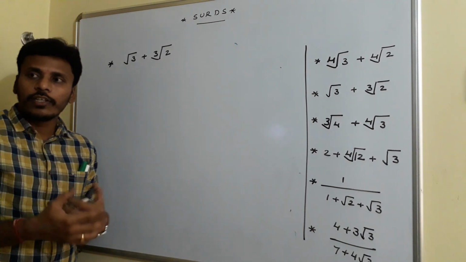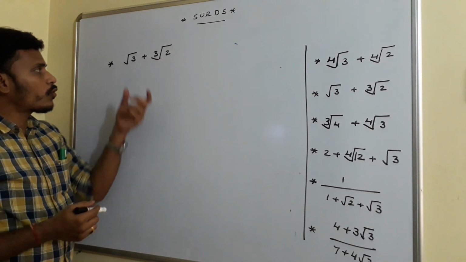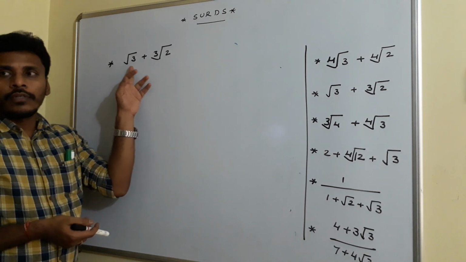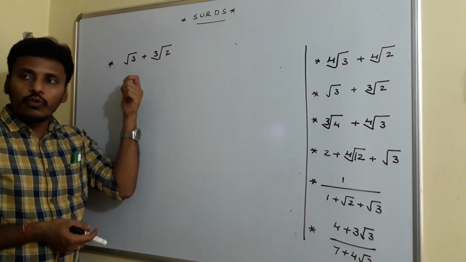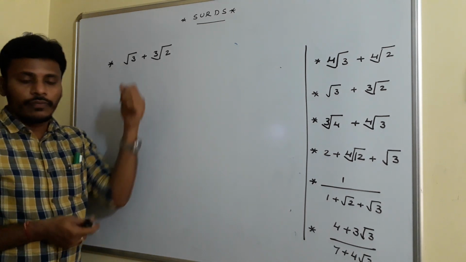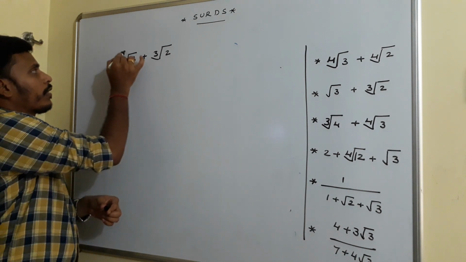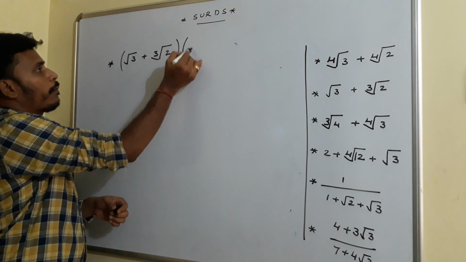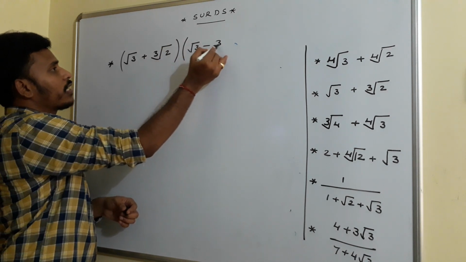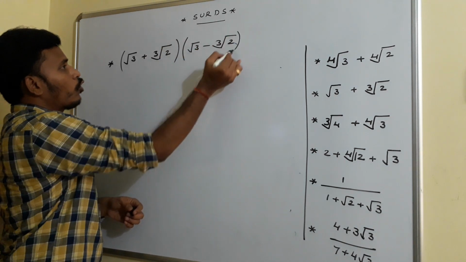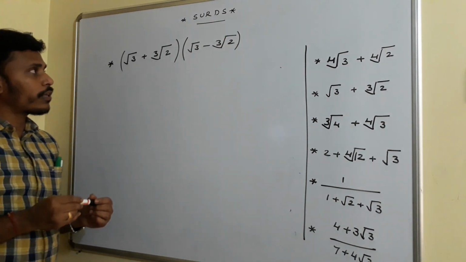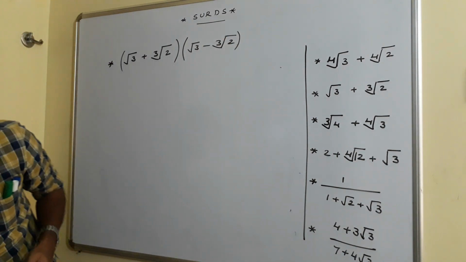See, there are different ways to find the rationalizing factors. First, this is root 3, right? So, remove this root, the second order surd, first. To remove that, I will multiply this root 3 plus cube root 2 with root 3 minus cube root 2.